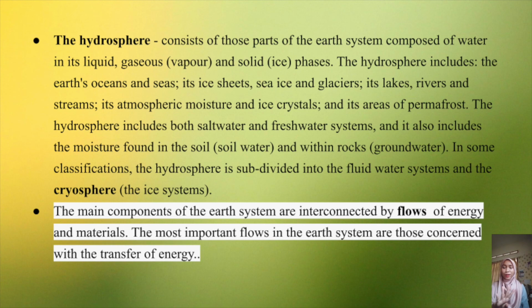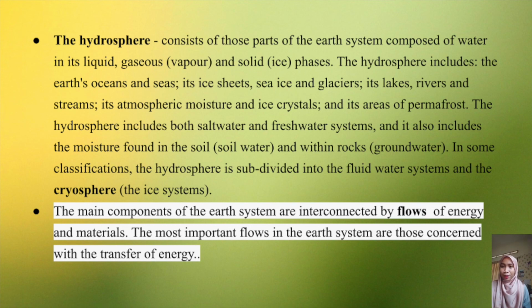The fourth one is the hydrosphere, which consists of those parts of the Earth system composed of water in its liquid, gaseous, which is vapor, and solid, which is ice, phases. The hydrosphere includes the Earth's oceans and seas, its ice sheets, sea ice, and glaciers, its lakes, rivers, and streams, its atmospheric moisture and ice crystals, and its areas of permafrost.